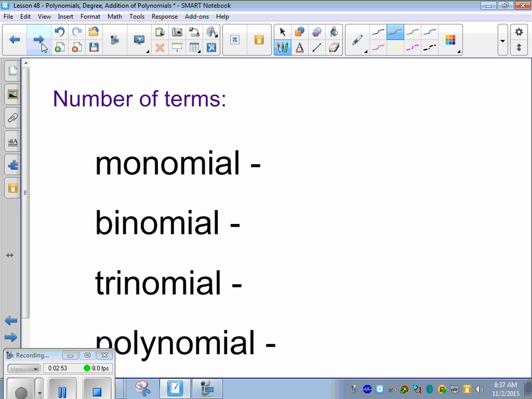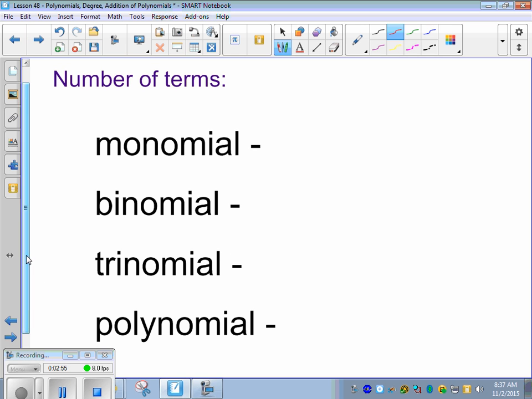Okay, number of terms. We have special names for polynomials that have certain numbers of terms. How many terms do you think a monomial has? Micaiah? Yep, one term. Examples would be just x, 5x cubed, or 2xyz. Something with one term that's attached with multiplication. Everything has to be a chunk together for it to be a monomial.